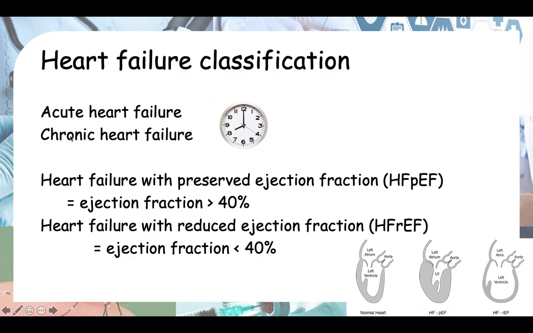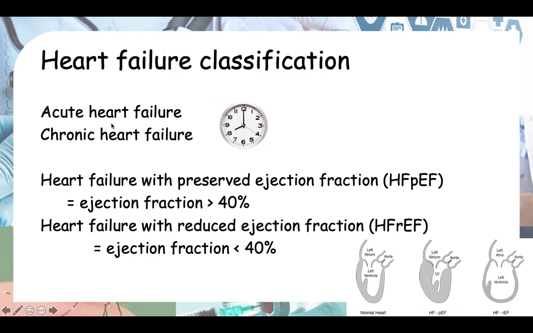So first we talk about acute heart failure and chronic heart failure. Acute heart failure and chronic heart failure don't talk about the severity of your heart failure. It's more of the timing of presentation, the onset of presentation. So acute heart failure can be someone who doesn't have heart failure suddenly presenting with heart failure.